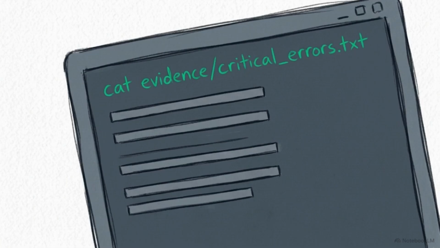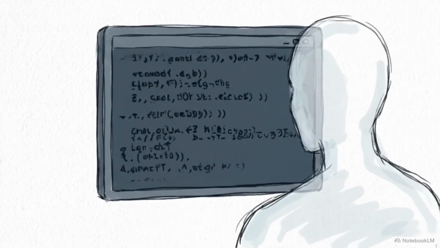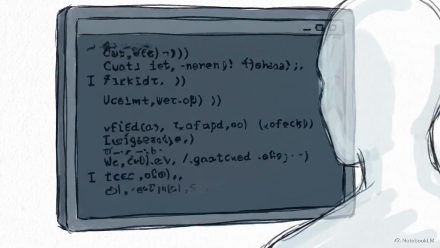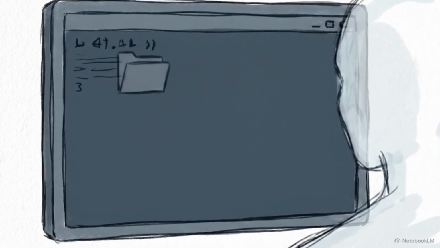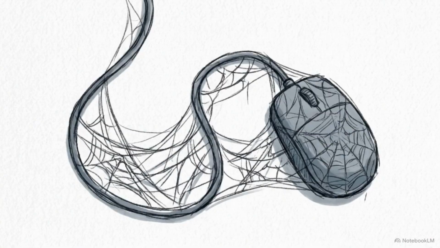Verify the move by typing cat evidence/criticalerrors.txt. This prints the final, curated file to the screen. You have successfully navigated a file system, filtered through thousands of irrelevant lines, and secured your findings in a dedicated report. All of this was completed in minutes without ever needing a mouse.